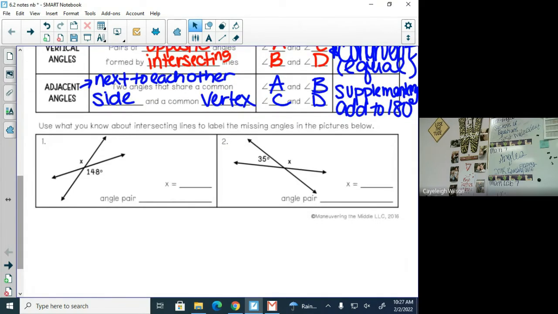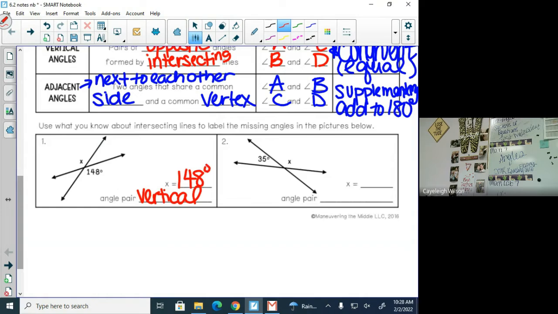They give me X and 148. So here's my question. Are they across from each other or are they next to each other? They're across from each other. So they're directly across from each other. They're vertical. So if they're across, then they're vertical. And we know that vertical angles are equal. So if this one is 148, guess what this one is? 148.